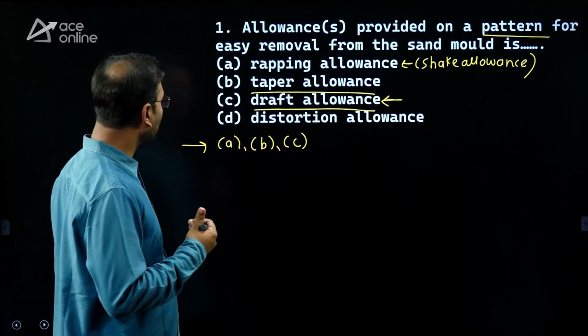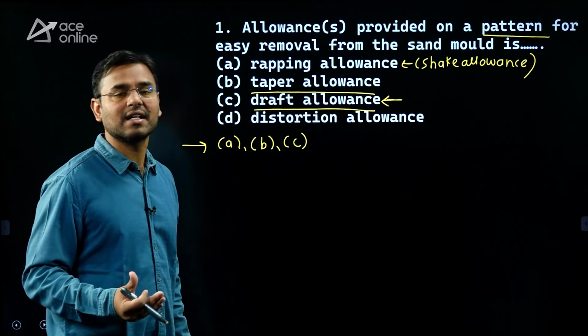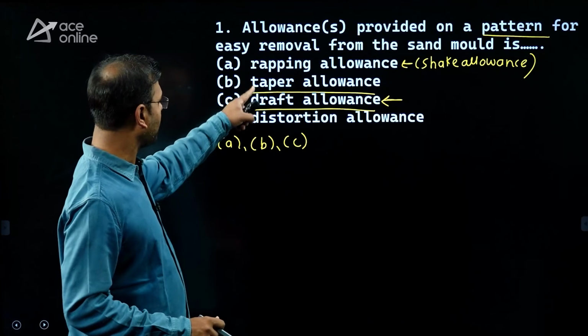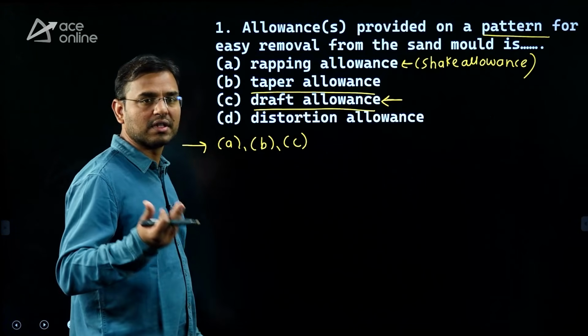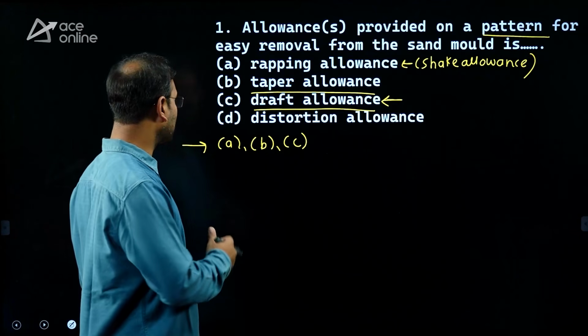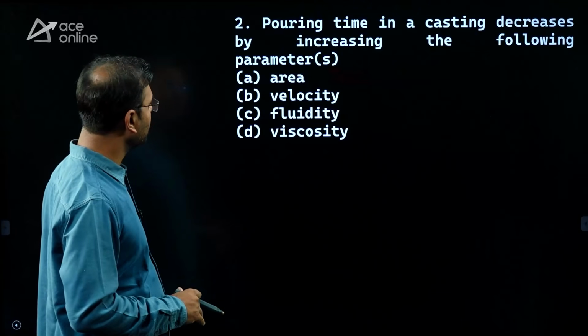As you know, there are a total of five types of allowances. First is shrinkage allowance, the second is machining allowance, third is draft allowance or taper allowance, fourth is shake allowance or wrapping allowance, and fifth is distortion allowance. But here the correct answer is A, B, C. Now see the next question here.